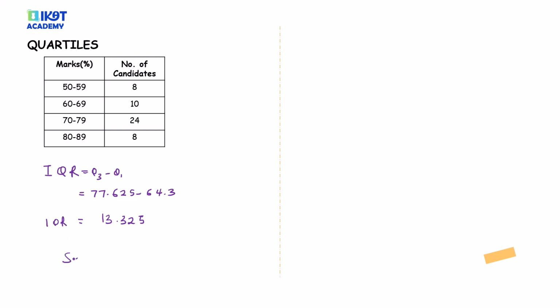Then you have something called the semi-interquartile range. It's Q3 minus Q1 divided by 2. So it's going to be equal to, we already have Q3 minus Q1 being 13.325, out of 2. It's going to be 6.6625. So this is the semi-interquartile range. I'm just writing an abbreviation because of space, but you're supposed to write it in full form.